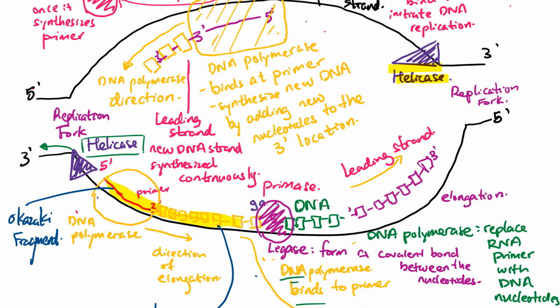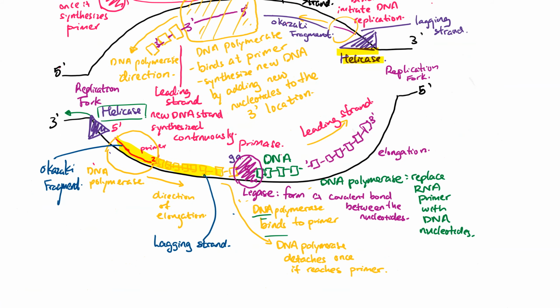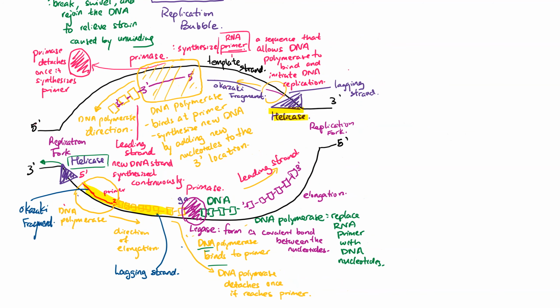And the same thing happens here, right? The new primer is going to be synthesized, and the lagging strand is formed as the DNA polymerase binds at the primers and moves in that direction, synthesizing an Okazaki fragment. Lagging strand. So with this, I have finished the replication process.